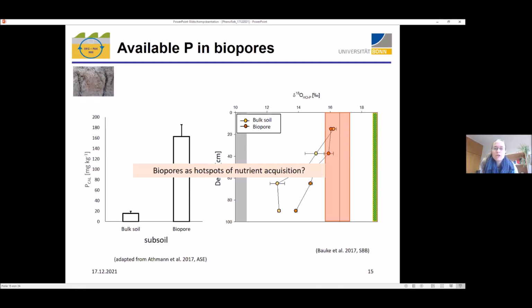If we also look at the isotopes in these pores compared to the bulk soil, we see again indications of higher biological activity. So based on that, you may suggest that these biopores present hotspots of nutrient acquisition. There is a lot of nutrients and they are easily available to the plants.